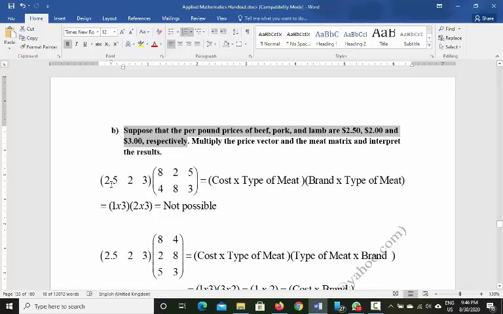This one represents the price of beef, this one represents the price of pork, and this one represents the price of lamb. So the question is asking us to multiply the price vector with the meat matrix. This is the column for beef, this is the column for pork, and this is the column for lamb. So that means what we are getting, cost.